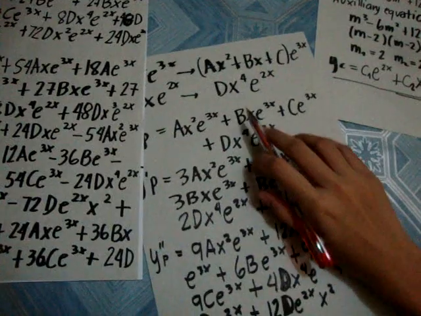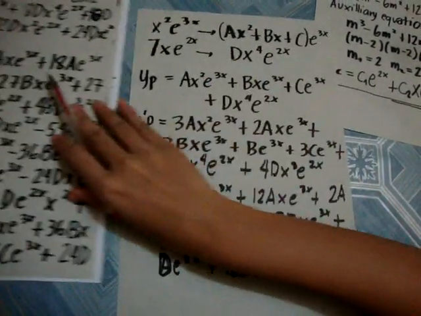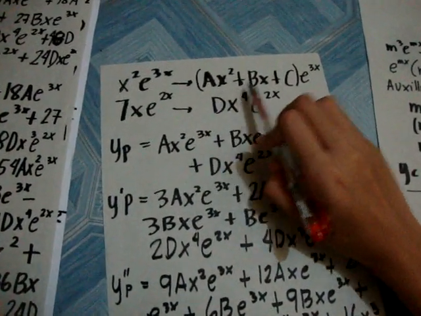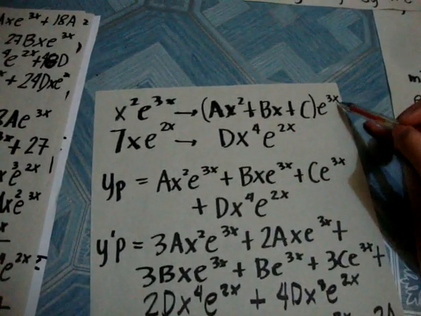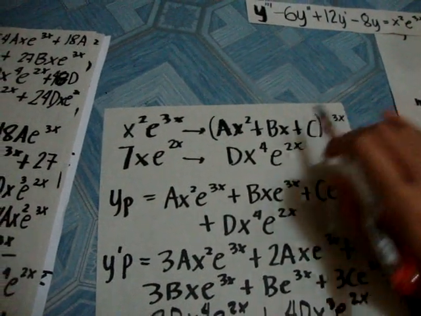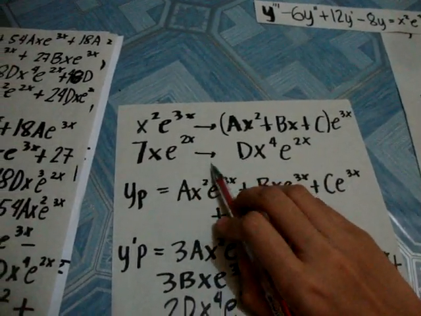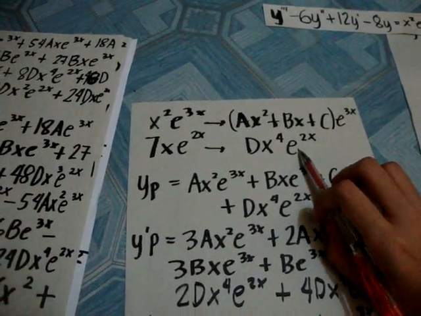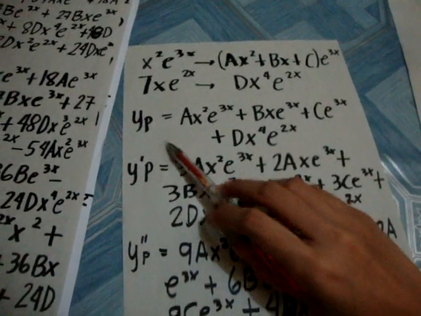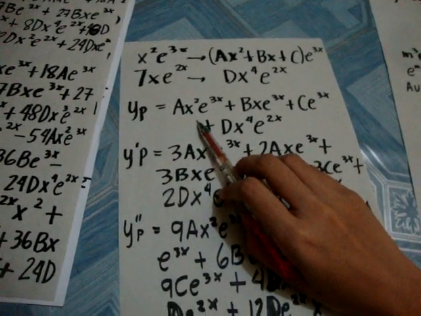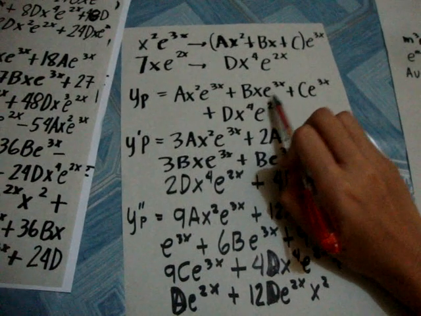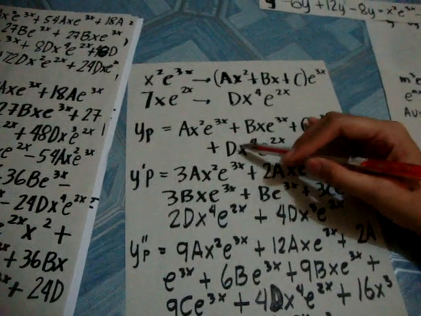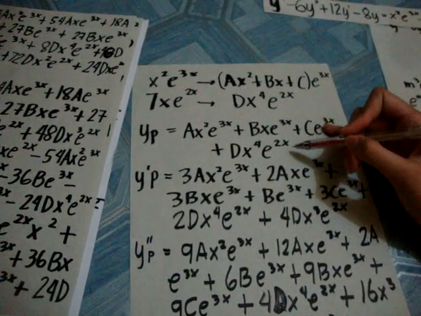we correspond that x squared e raised to 3x will be ax squared plus bx plus c times e raised to 3x. And we assume that 7x e raised to 2x is dx raised to 4 times e raised to 2x. Our particular solution is yp is equal to ax squared e raised to 3x plus bx e raised to 3x plus c e raised to 3x plus dx raised to 4 times e raised to 2x.